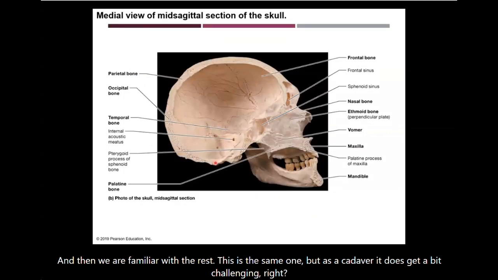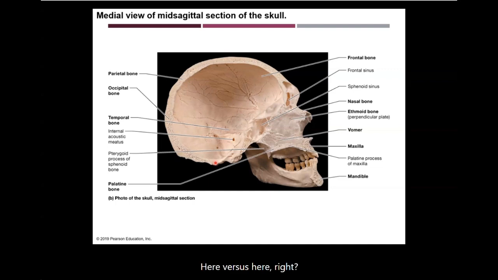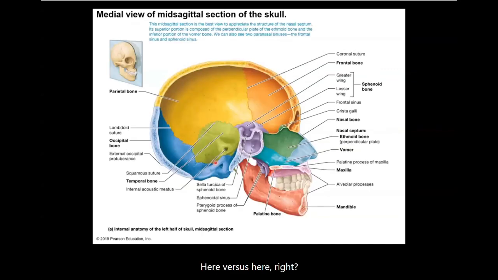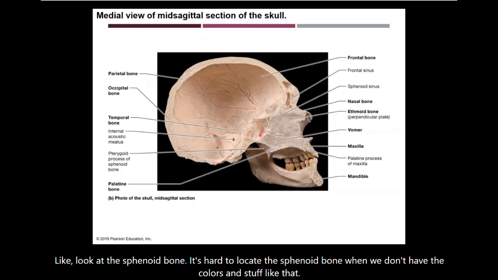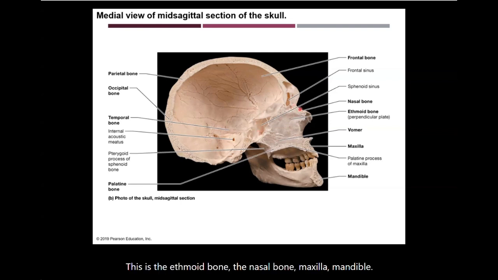This is the same one, but as a cadaver, it does get a bit challenging, right? Here versus here, right? Look at the sphenoid bone. It's hard to locate the sphenoid bone when we don't have the colors and stuff like that. This is the ethmoid bone, the nasal bone, maxilla, mandible, right? And then frontal bone, parietal bone.